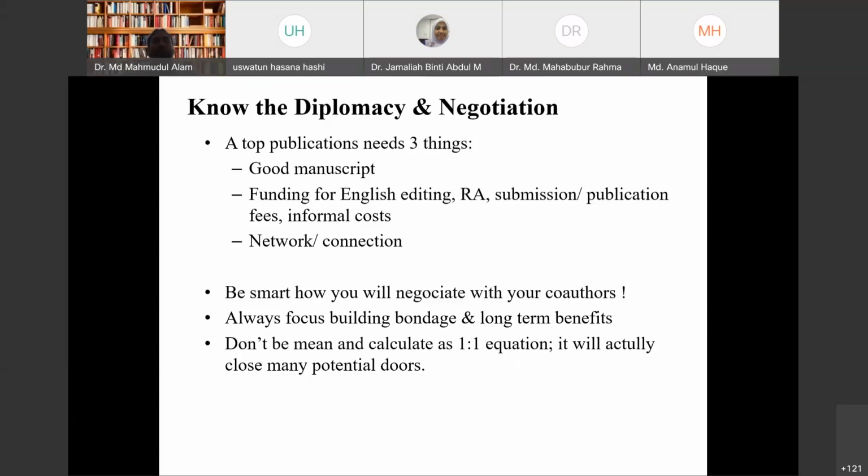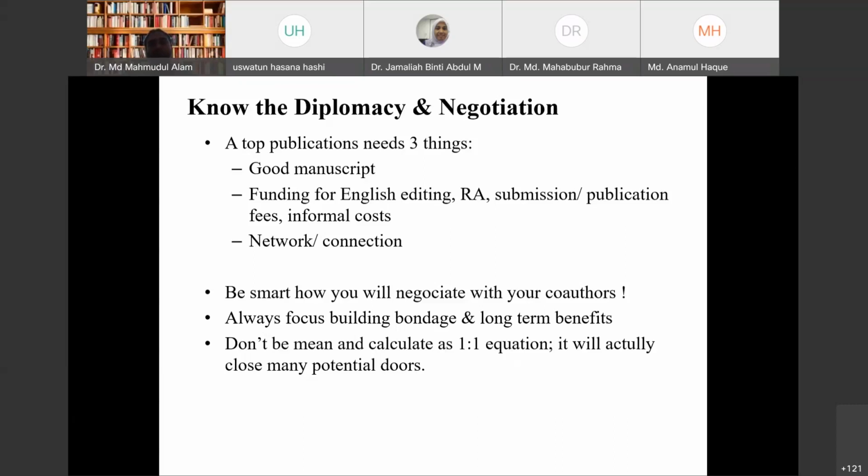If you don't have the money, find the network who has the money. There are many people who have money, who have projects, but cannot manage time, cannot write articles. Collaborate with them. And then another group, network. Your article is very good, you have money, but you don't know the connection of the editorial board, or you don't know the guest editor or special issue. You get just rejection after rejection after rejection.